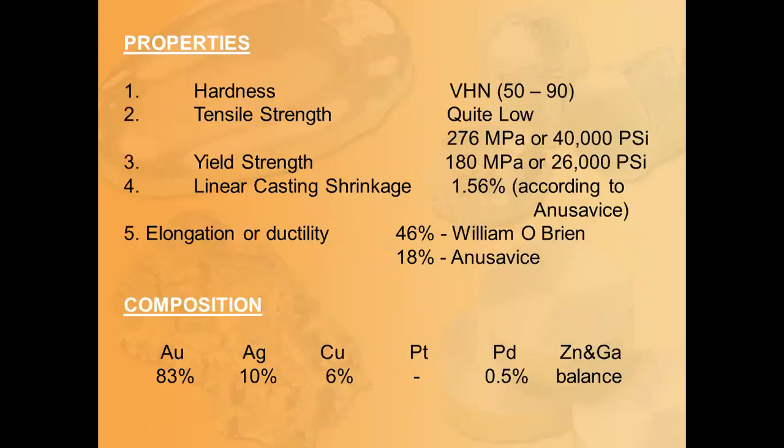Now coming to its properties. Hardness is 50 to 90 Vickers hardness number. Tensile strength is quite low, 276 MPa. Yield strength is 180 MPa. Linear casting shrinkage is 1.56%. Next, elongation or ductility is 46%, by William O'Brien.